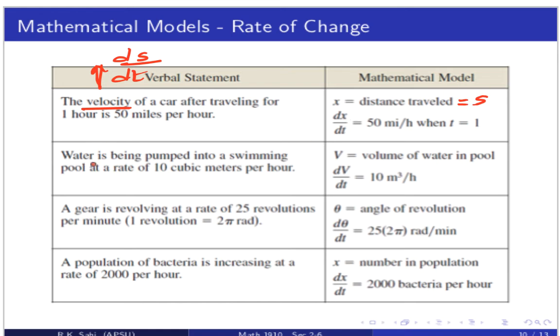Now suppose water is being pumped into a swimming pool at a rate of 10 cubic meters per. Now remember, water is being pumped, cubic, that means we are having volume.